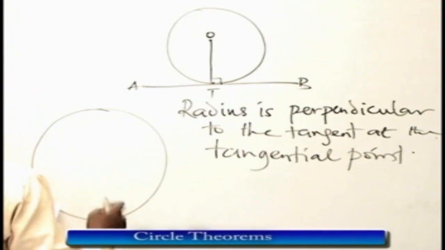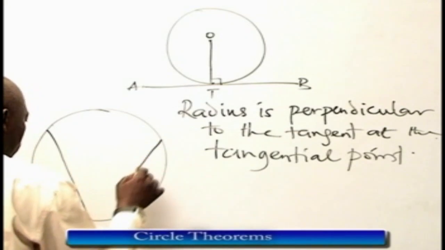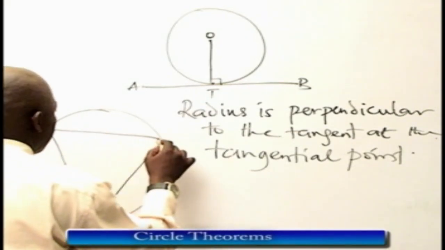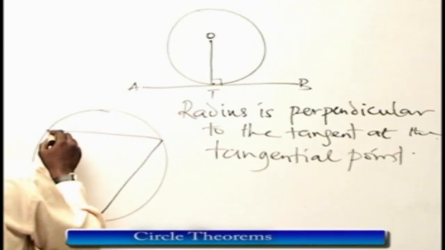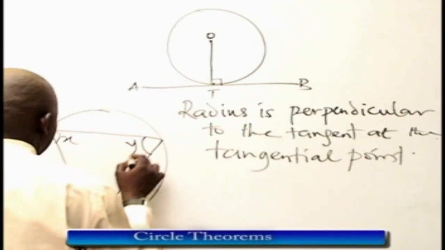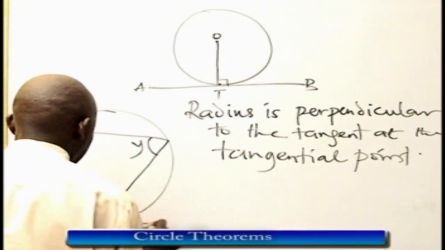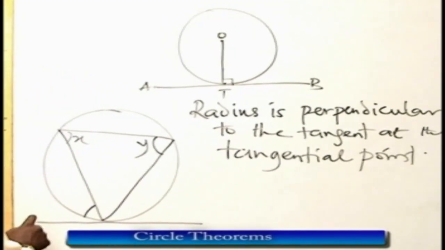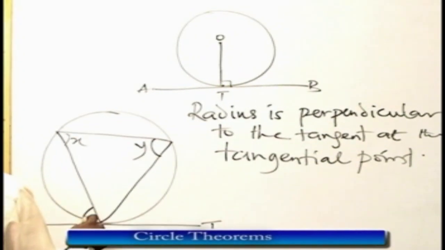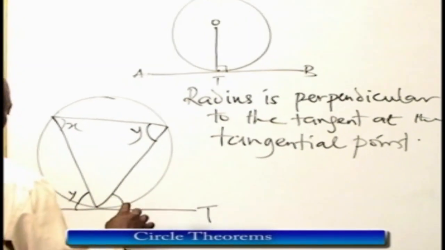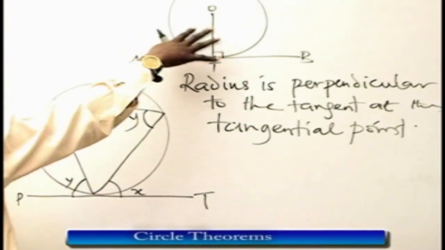Inside this circle we have a triangle. This is X and this is Y. This is a tangent, tangent PT. This is Y. The whole of this place too is X. Now, what this principle is saying, we are done with this one.